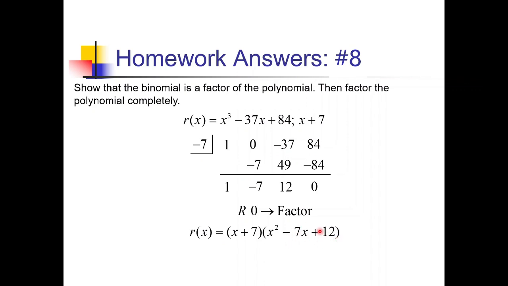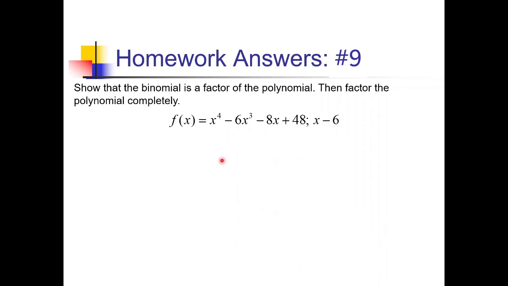I can break this down a little bit further, so I'm going to rewrite my x plus 7 so I don't lose it. And now I'm looking for numbers that multiply to 12 and add up to -7. Let's see, we got 1 and 12, 2 and 6, 3 and 4 works, -3, -4. So we can do x minus 3 and x minus 4, and this is fully factored.